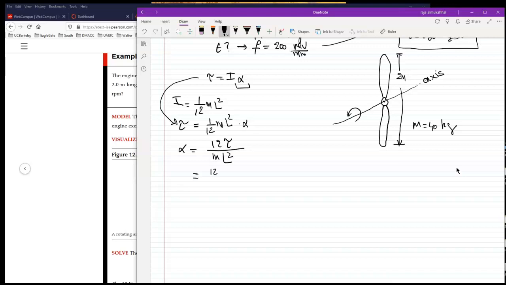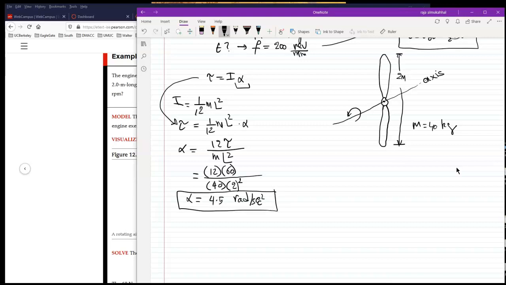So I have 12. Torque is 60. Mass is 40. And L squared is 2 squared, right? And then I would calculate that. And when I do the calculations, I will end up with 4.5 radian per second squared. Remember the unit of alpha, okay? So there we go. I got the alpha value.